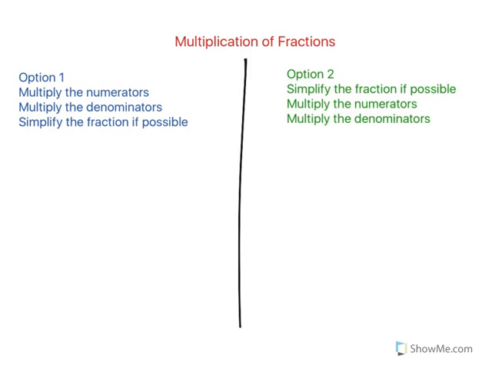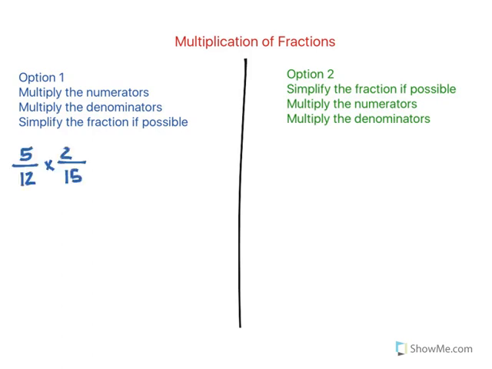With option 2, we try and simplify the fractions first, if possible, which involves canceling numerators with denominators. Then we multiply the numerators, then we multiply the denominators, and then we get a final answer. And because we would have simplified first, there's no need to simplify any further. So let's look at 2 questions. Well, the same question, using different options.